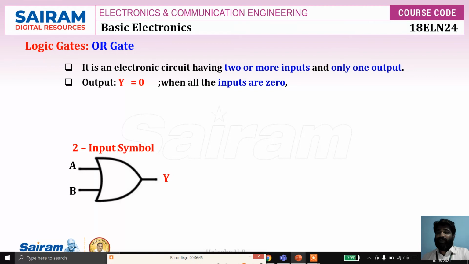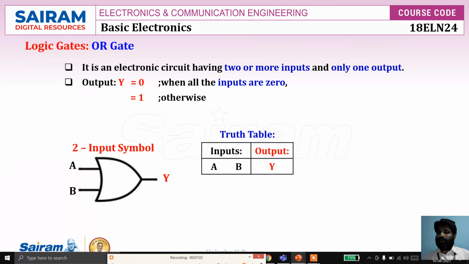Output Y is equal to 0 when all the inputs are 0. When all the inputs to the OR gate are 0, the output is 0. Otherwise it is 1. That means if any one input is 1, the output is 1. If all the inputs are 0, the output is 0. Let's write the truth table. A and B are the inputs, Y is the output.